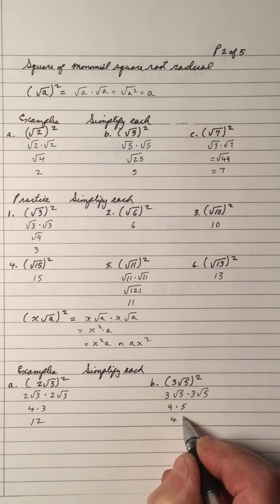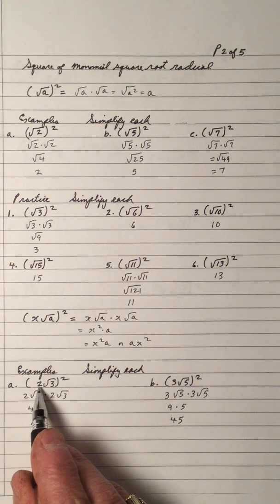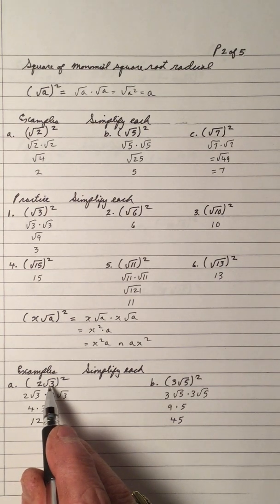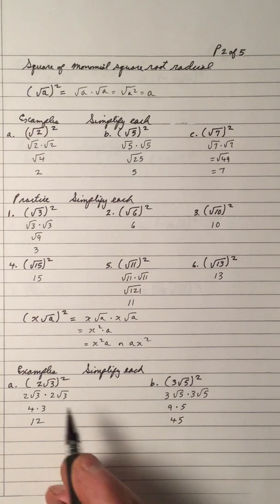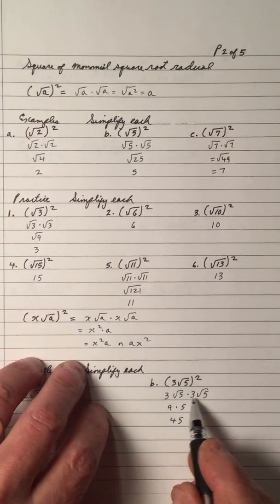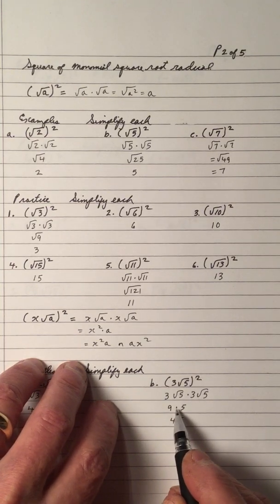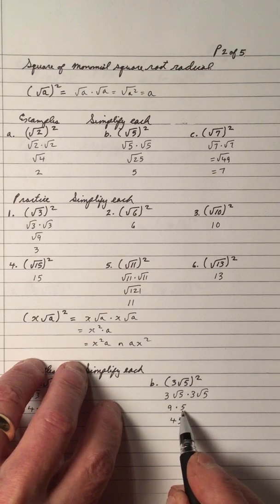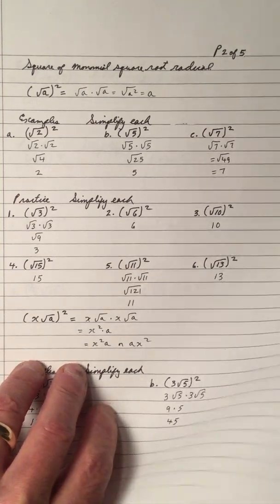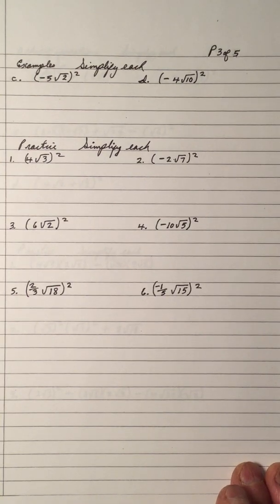5 nines are 45. So notice you can multiply 2 by 2 to get 4, and you get the 3. So it's 4 times 3 is 12. But sometimes it's nicer to write out 3 root 5 times 3 root 5 and get the 9 times 5 and get the 45. Keep it safe. Know what you're doing.